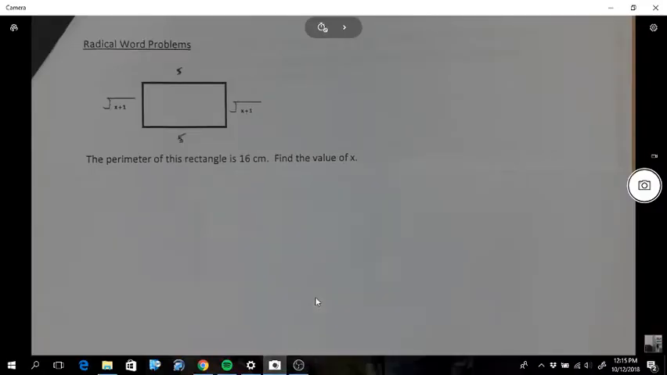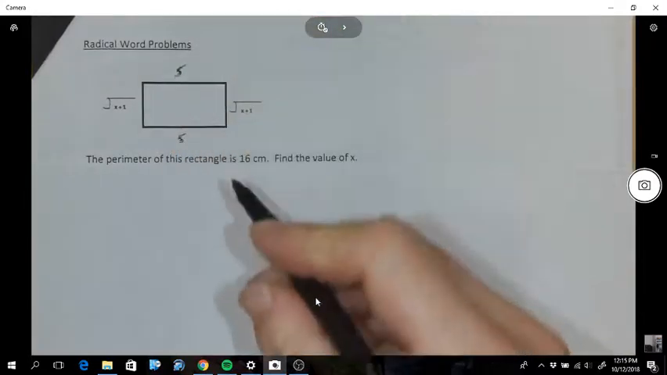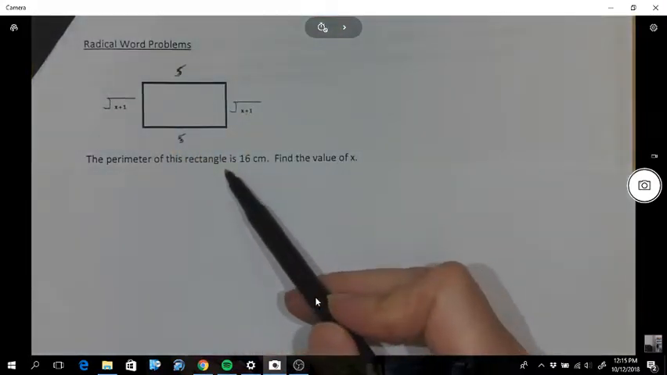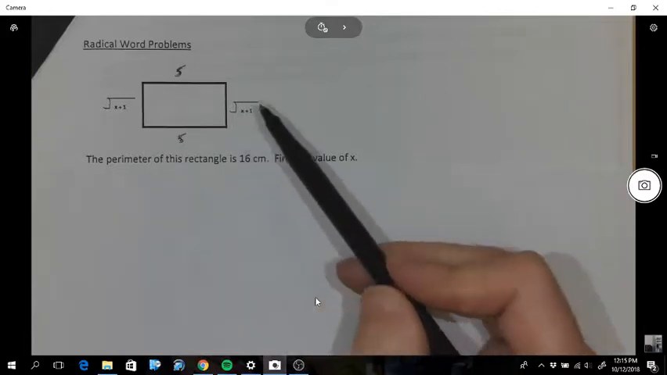Okay, today's lesson is radical word problems. So I'm going to give you an example here. The perimeter of this rectangle is 16 centimeters. Find the value of this x.